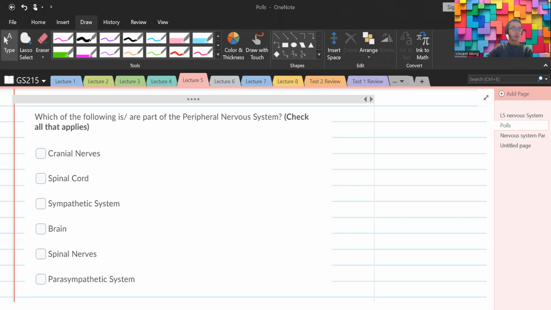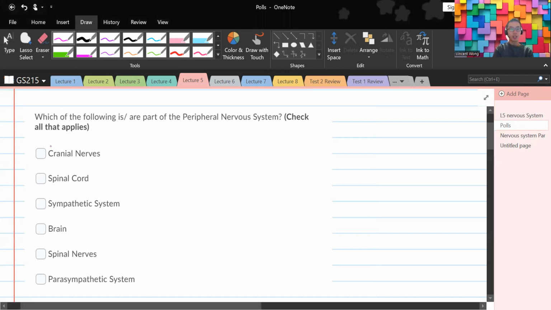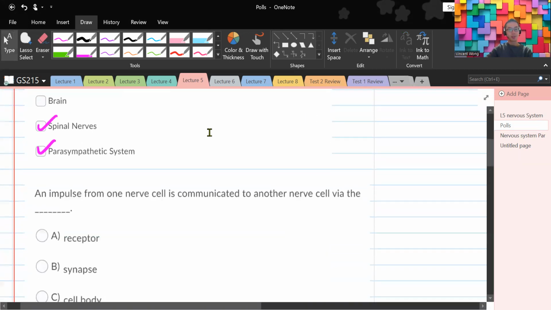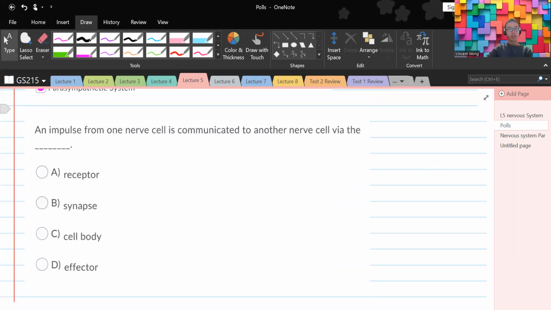All right, thank you for participating. Let's take a look. Basically anything that's not brain or spinal cord, you can check it, because cranial nerve is outside of the brain. Spinal cord is part of CNS, sympathetic system, spinal nerve, parasympathetic system. So anything but spinal cord and brain would be the PNS. Okay, let's try another one.